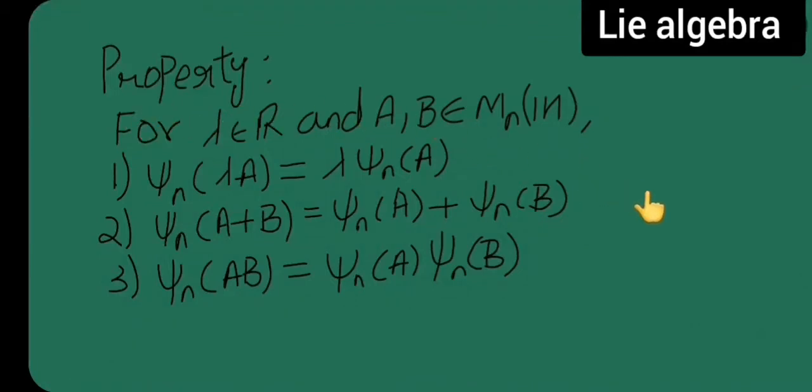So this is my lecture 10. I will be starting with some of the properties. For lambda belonging to R and A, B belonging to Mn of H.